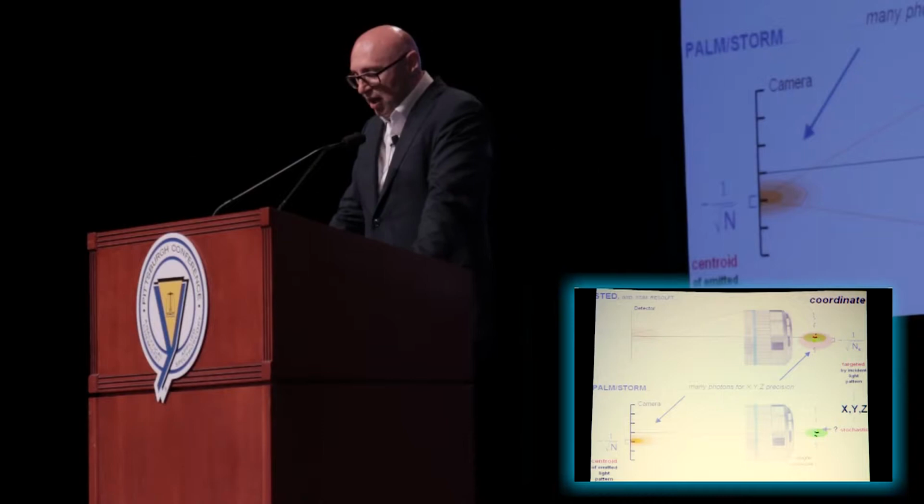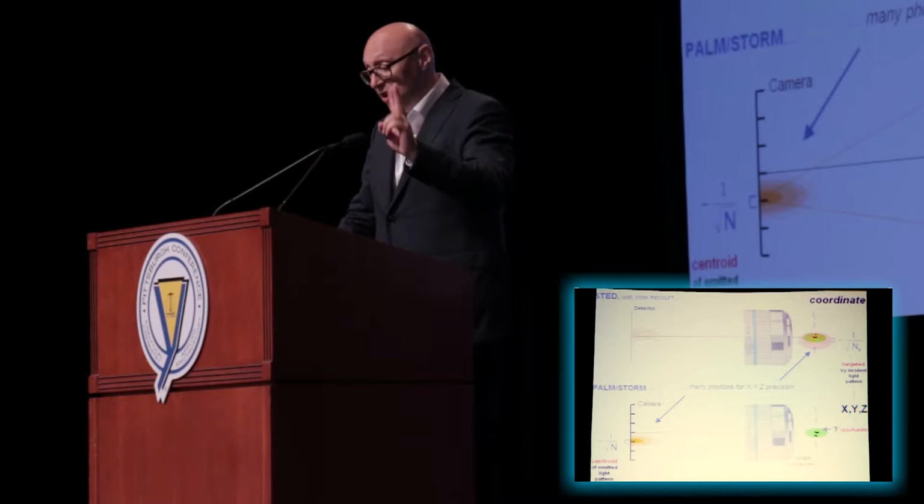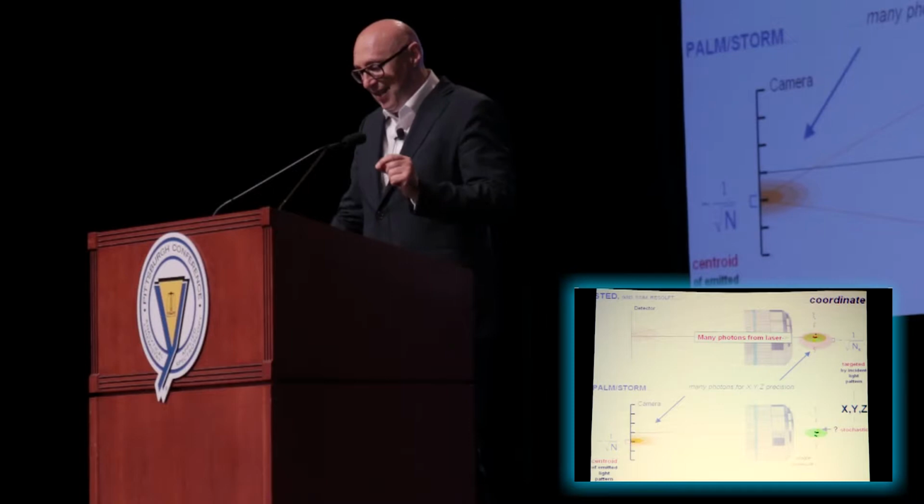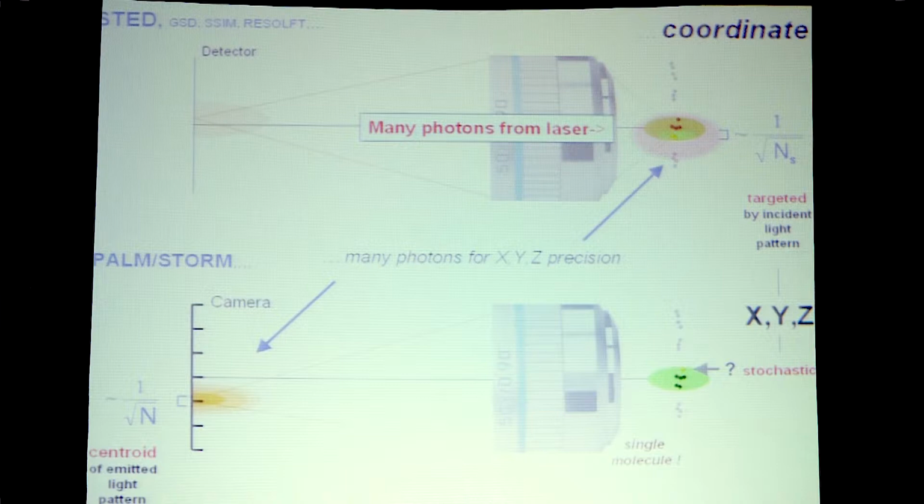So it's clear that there is a similarity between both concepts. You need many photons in order to get a position. Separation is done by on and off in both cases. But the many photons in the STED case, the many photons that you need, come from the laser. So the positioning in the STED case is done with those photons that come from the laser producing that minimum, because you want to produce a donut minimum. Whereas in here, the many photons come from the dye.